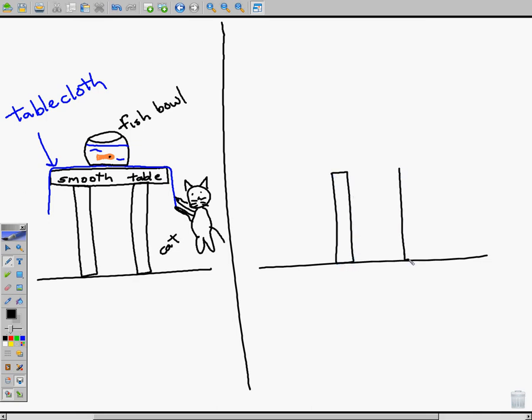Honestly, you should do my art homework. Fishbowl. I'm impressed by the fish. Honestly.